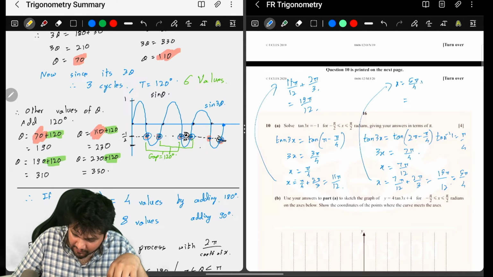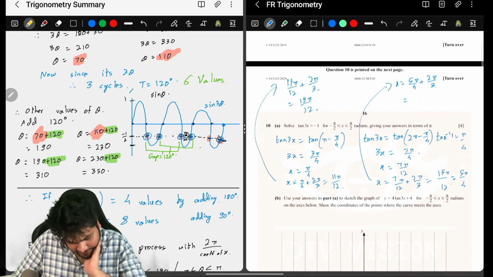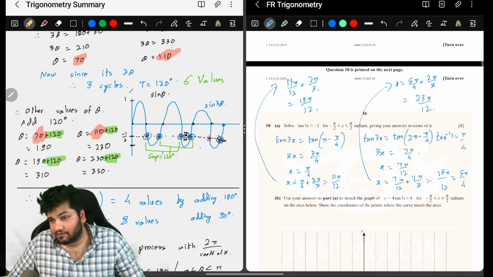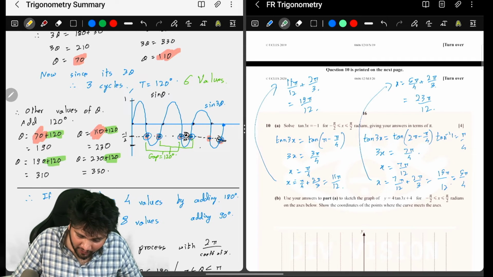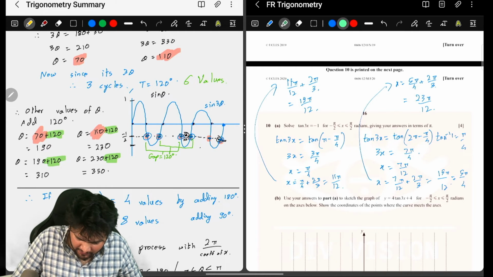See, even I can make mistakes. That's fine. So plus 2 pi by 3, we're going to add. So which is 15 plus 8, 23 pi by 12. This is the maximum value you are going to get. Now, as you can see, these are all the values which we are getting. Okay, I'll just mark it down. So we got these kind of values.